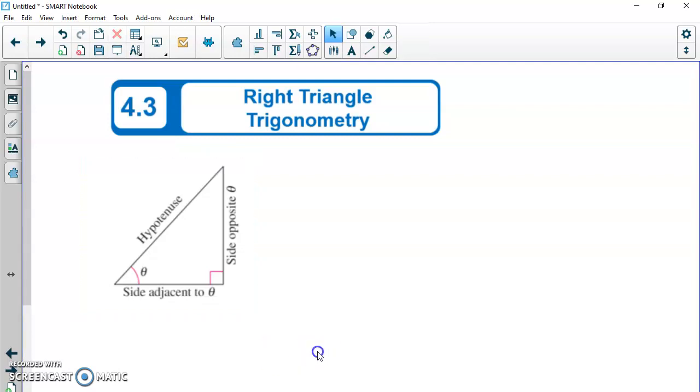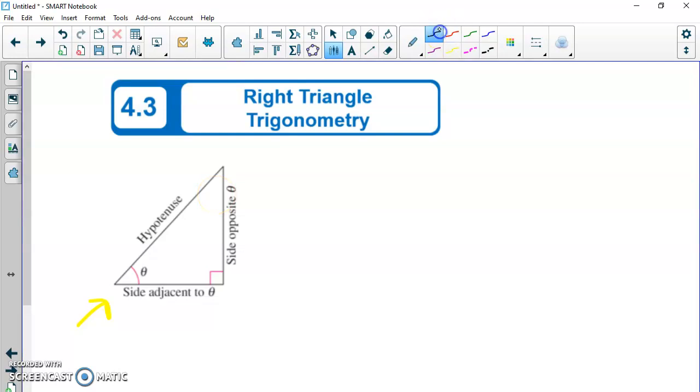Hi guys, so today we're going to start section 4.3, which is right triangle trigonometry, which is related a lot to what you thought trig was last year in geometry. So given a right triangle and your angle theta right here, the three sides of the triangle: the hypotenuse is always the side length opposite your right angle, so the biggest side. The adjacent side is the side connecting the angle you are talking about with the right angle, and the opposite side is the remaining one.